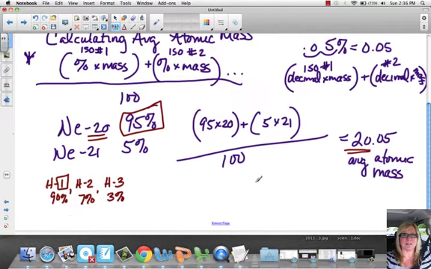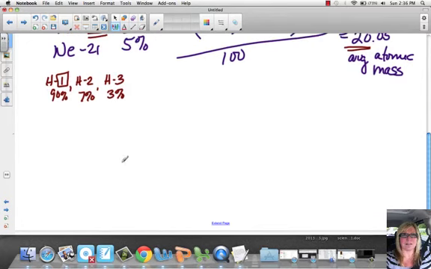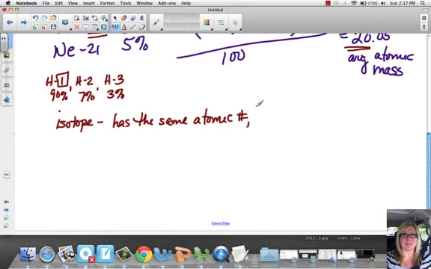So let's look at the formal definition. I'm going to finish up with the formal definition of an isotope here. An isotope has the same atomic number but a different mass number.